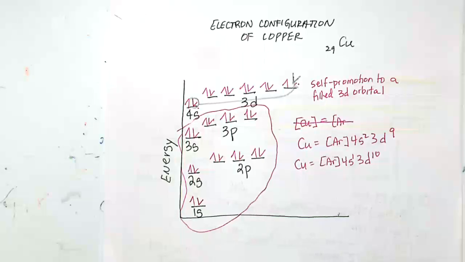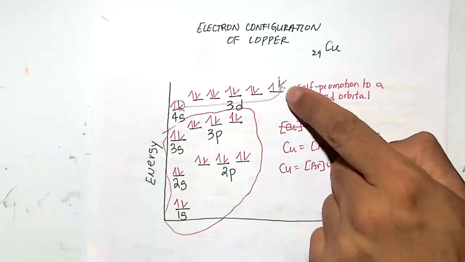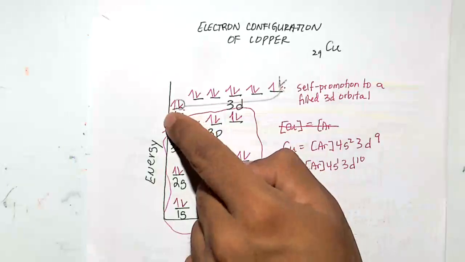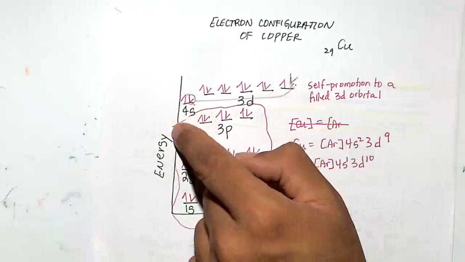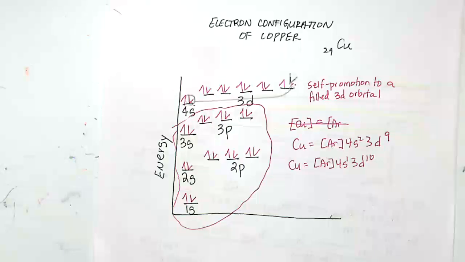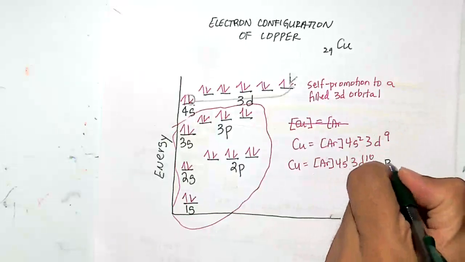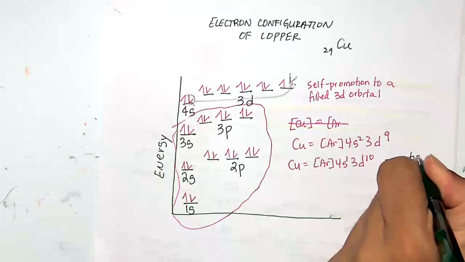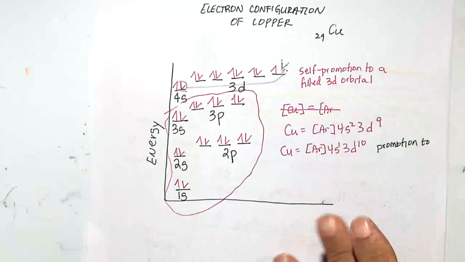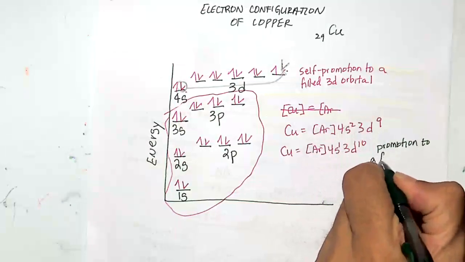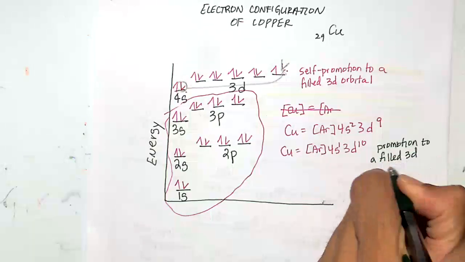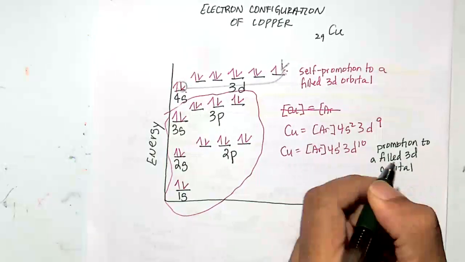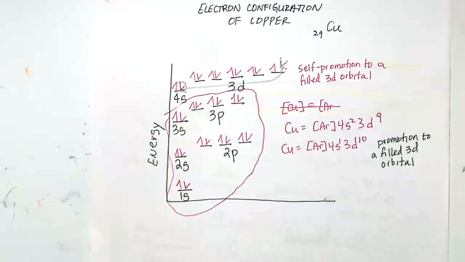Okay. This is the more stable because it's a promotion to a filled 3d. A filled 3d is more stable than what this is. When you fill up the 3d, it's more stable. So it's a promotion to a filled 3d orbital. Okay, so that is copper.